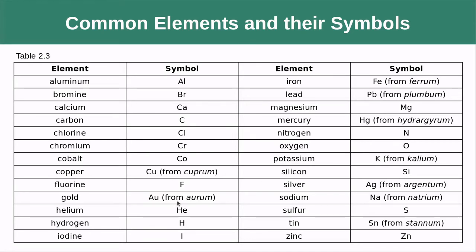to be Au. This is from an ancient Latin word, aurum. Iron is going to be from ferrum, one of the old words for it. And, you know, lead, we have Pb from plumbum, which I really like that word.